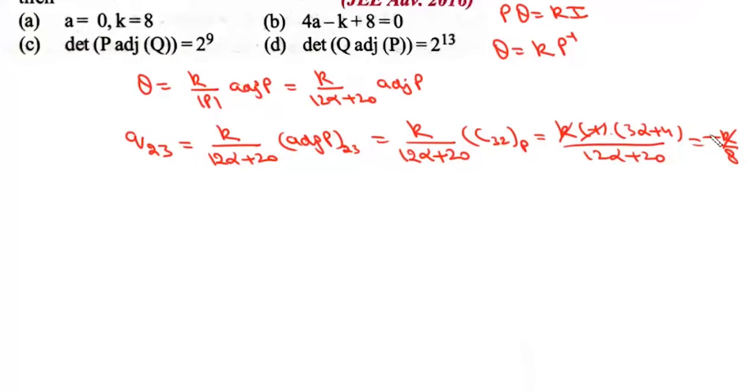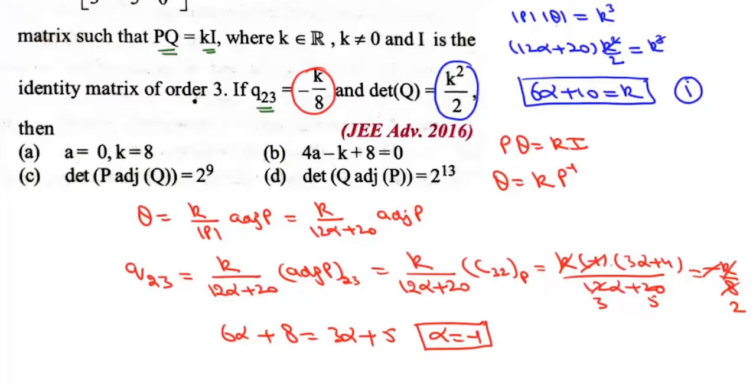Now here K and K will cancel. We'll cancel this minus with minus and we'll cancel 4. So it will be 2 and this is 3 and 5. So we'll write 6 alpha plus 8 will be equal to 3 alpha plus 5. So basically the value of alpha will be minus 1. So now we have alpha which is minus 1, and if we put alpha as minus 1, we'll get K as 4. So the value of alpha is minus 1 and the value of K is 4. So this option A is incorrect.